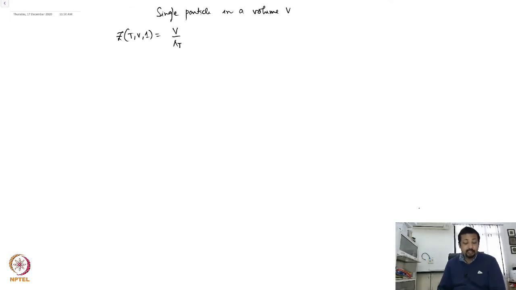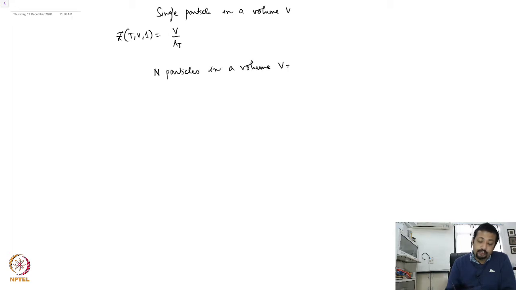So we had looked at a single particle in a volume V, and we determined that the canonical partition function of this single particle is V over lambda_T, consistent with our classical result. Now what we want to do is look at N particles in a volume V given by L cubed, and we want to calculate the canonical partition function.